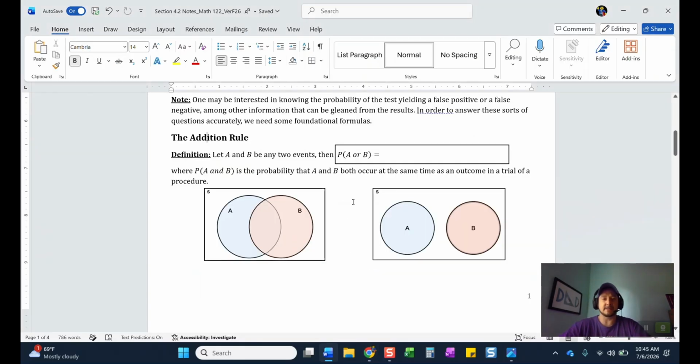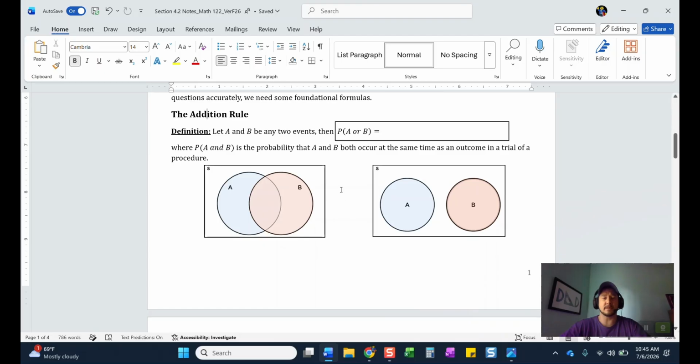I'm not sure why he doesn't use Venn diagrams, but I think it might be appropriate to use them just to give students a visual idea of the notion here. But the addition rule is: let A and B be any 2 events, then the probability of A or B, and we're going to fill the rest out together, is P of A plus P of B minus the probability of A and B happening concurrently. So it says P of A and B is the probability that A and B both occur at the same time as an outcome in a trial of a procedure.